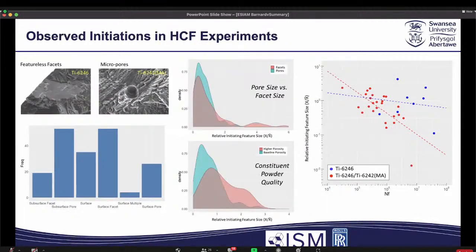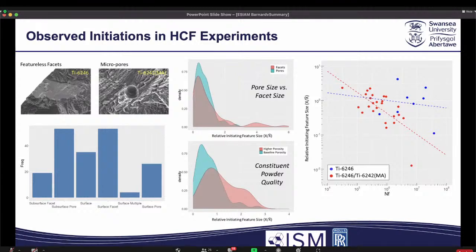We looked at all the fatigue failures using standard microscopy techniques and found predominantly, although not exclusively, that the fatigue failures in the material components were from facets in the wrought Ti 6246 and microscale pores where failures occurred in the additive material variant. When we attempted to correlate the initiating defect size to the failure cycles, we found a much greater correlation in the additive material where the pores dominated than in the wrought alloy.